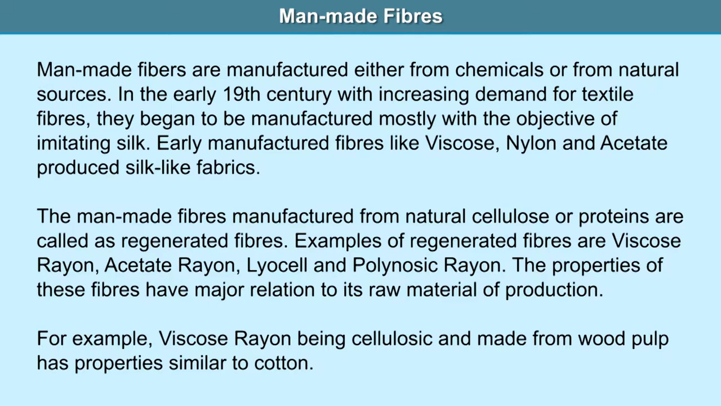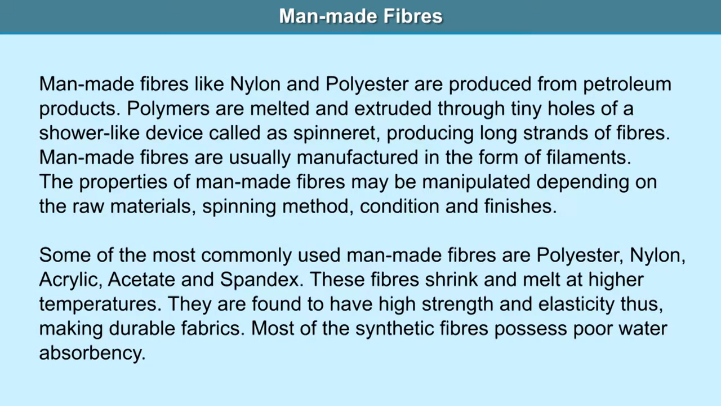The properties of these fibers have major relation to their raw material of production. For example, viscose rayon, being cellulosic and made from wood pulp, has properties similar to cotton. Man-made fibers like nylon and polyester are produced from petroleum products. Polymers are melted and extruded through tiny holes of a shower-like device called a spinneret, producing long strands of fibers. Man-made fibers are usually manufactured in the form of filaments. The properties of man-made fibers may be manipulated depending on the raw materials, spinning method, conditions and finishes, etc.